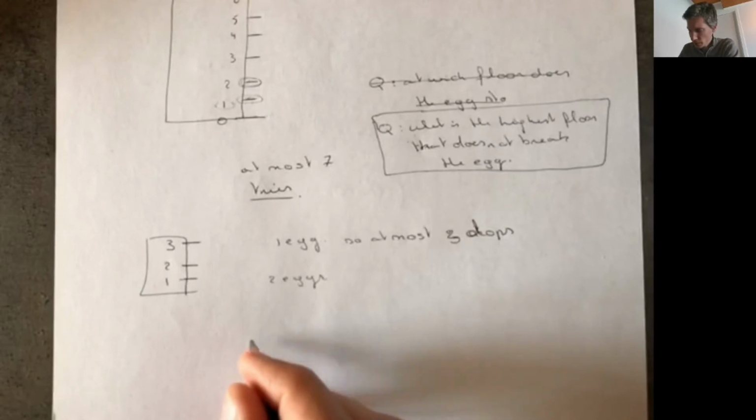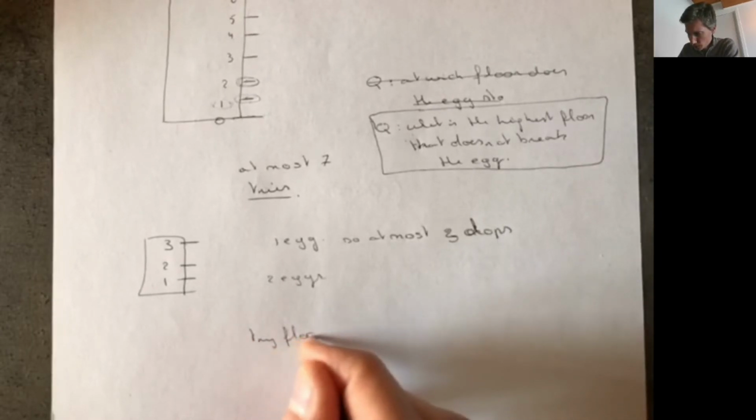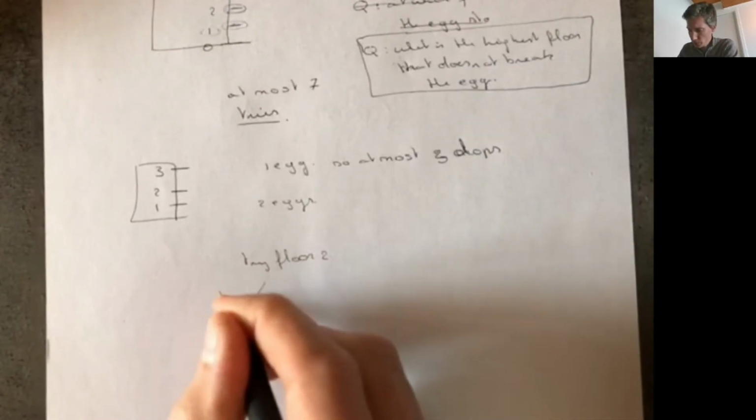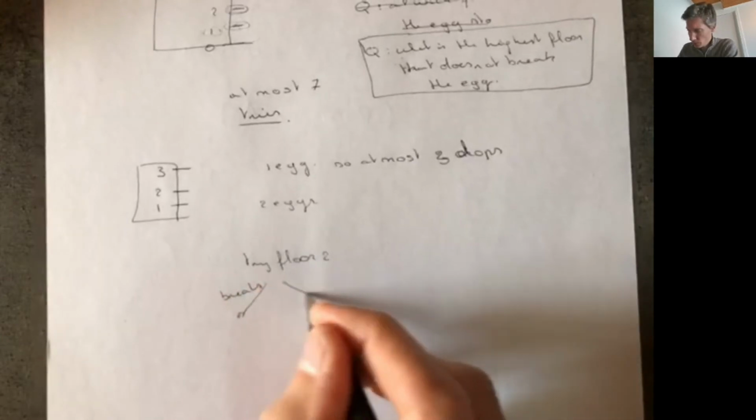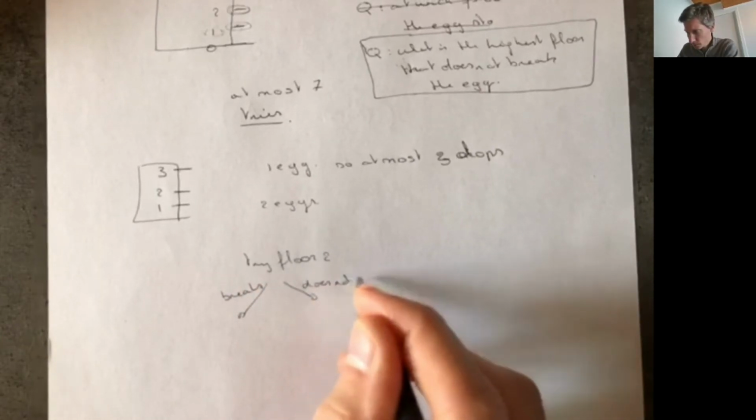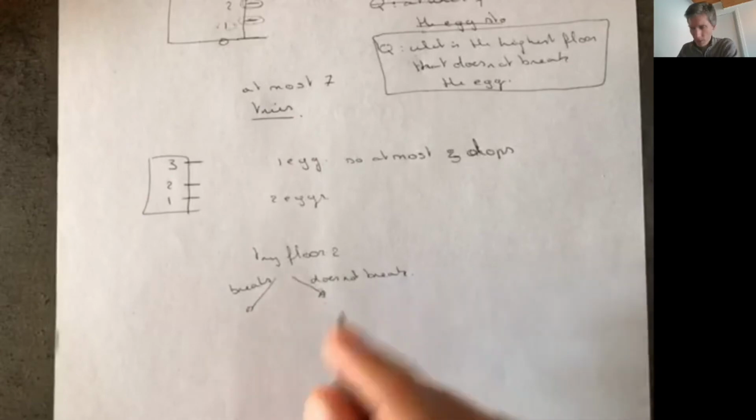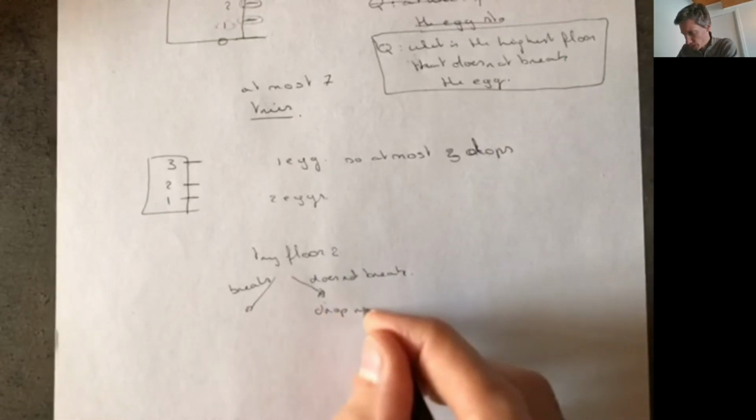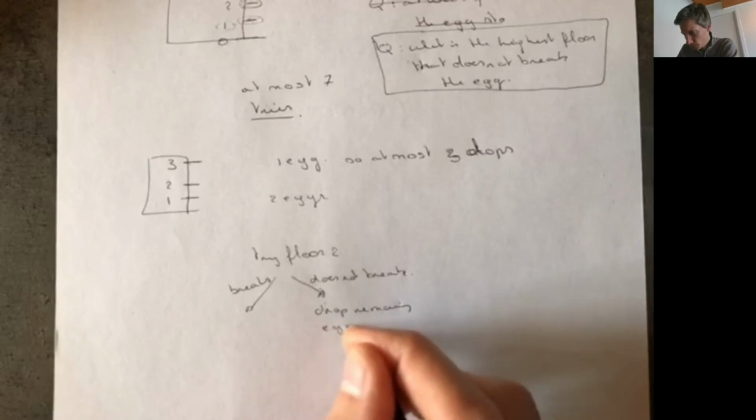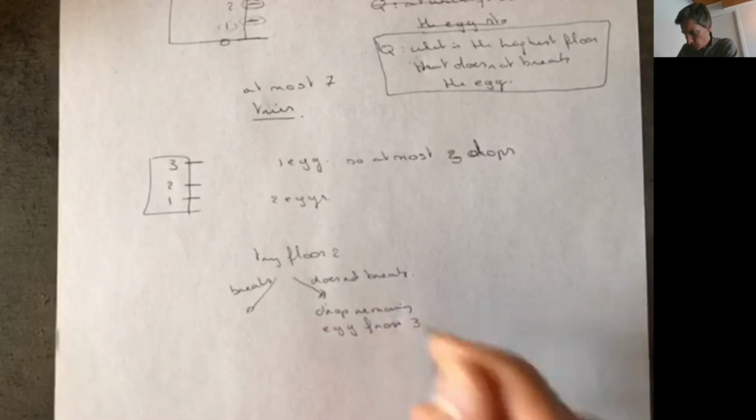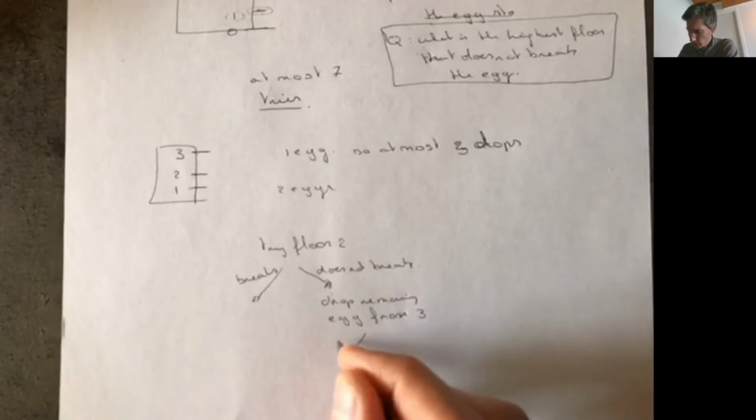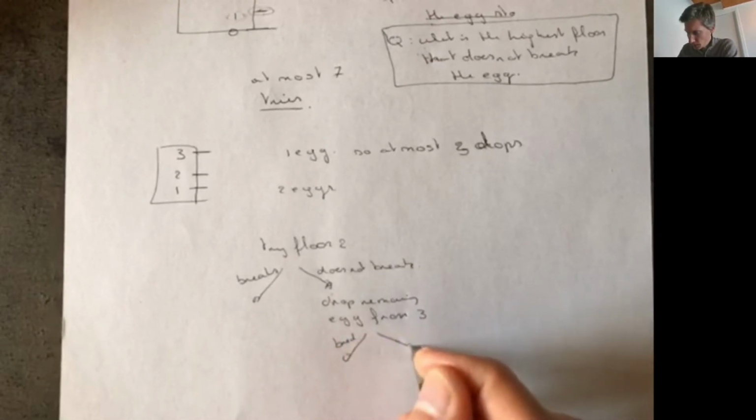So for example, first I can try floor number 2. Okay, and if I try floor number 2, then either my egg breaks or it doesn't break. Okay, if it doesn't break, well, then I know that my answer is at least 2, so I can still have 2 or 3. So I drop the remaining egg from floor number 3, and then again my remaining egg can break or it doesn't break.